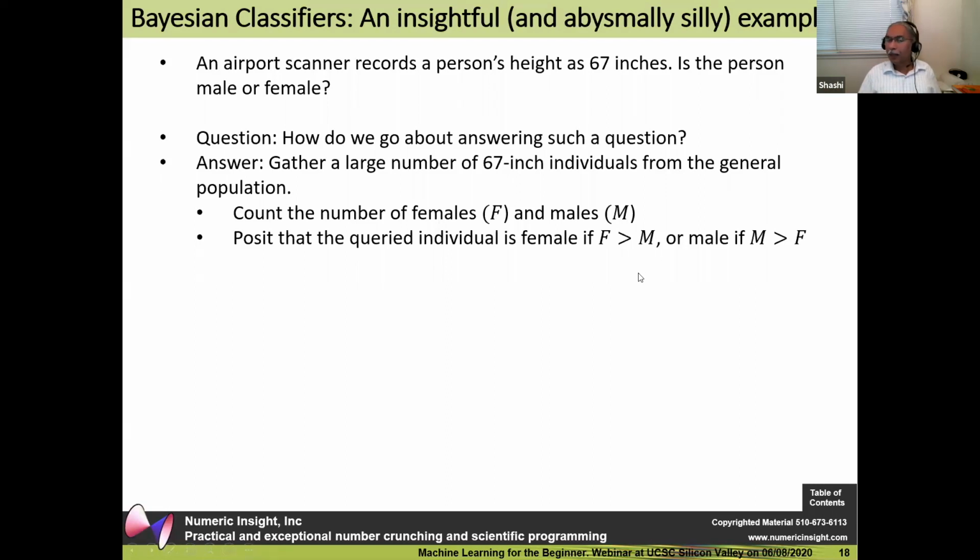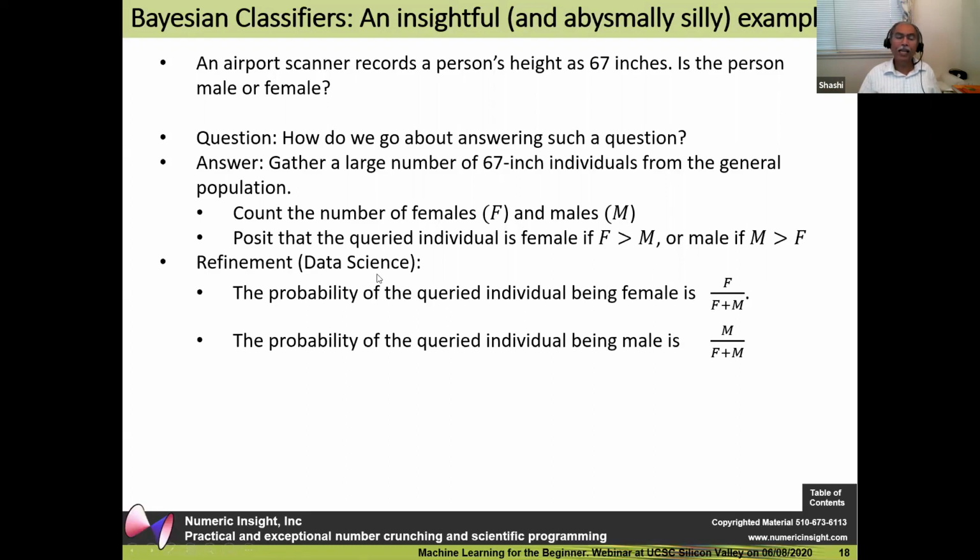So we can make this seem very trivial, but we can make it sound scientific by doing a refinement. We can say the probability of that queried individual being female is this, and the probability of the queried individual being male is this. I think this is easy to understand, right? Because F and M are just counts, that's all. This is the total number of 67-inch individuals, out of which so many are female and so many are male.